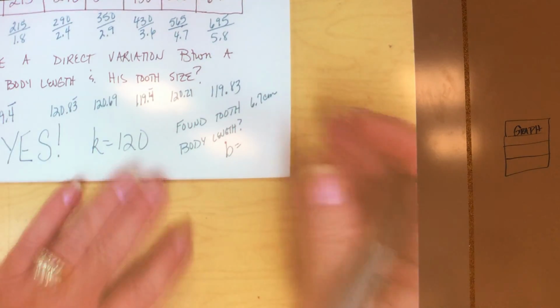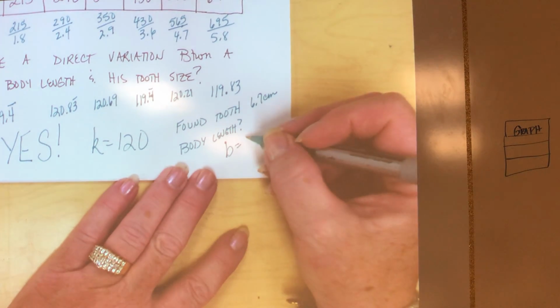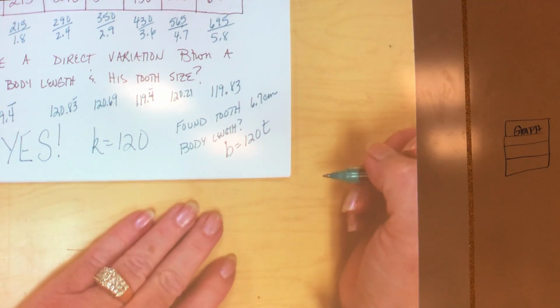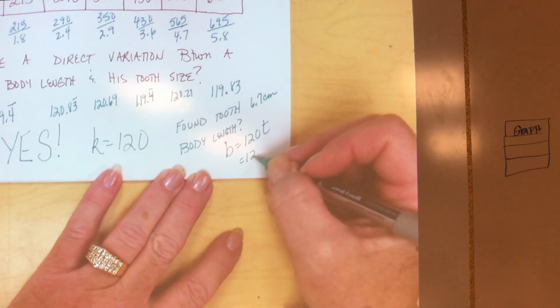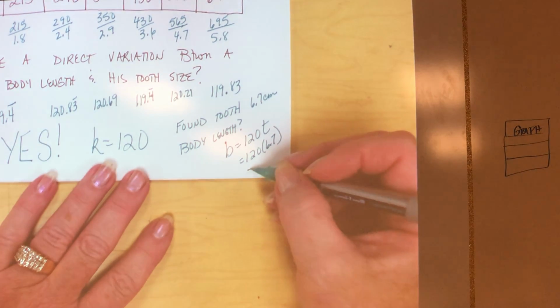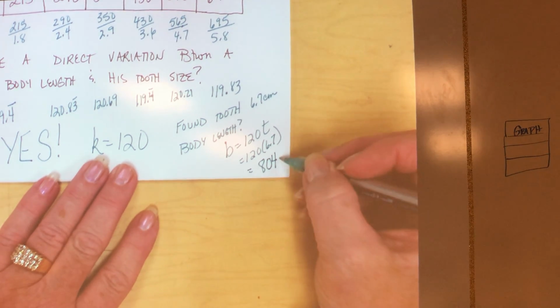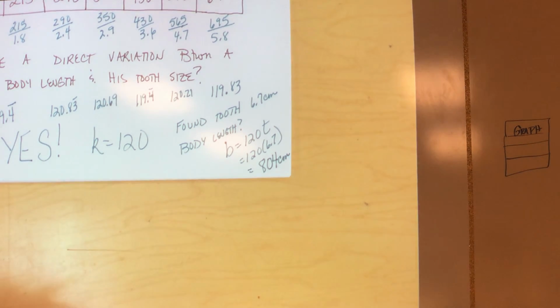Body length, what about this? Let's write an equation, since that's what we've been doing, right? Body length is equal to what? 120 times tooth size, right? So 120 times 6.7. It was a mega shark. Big boy. 804? I don't even know how big that is. But I think it's pretty good. All right, anybody got a question? That is 67 feet. That's a pretty good sized shark.